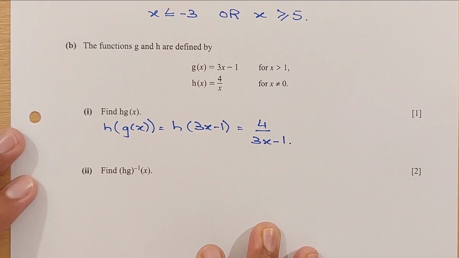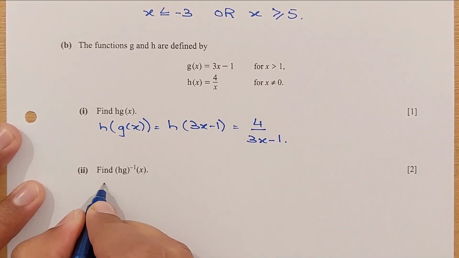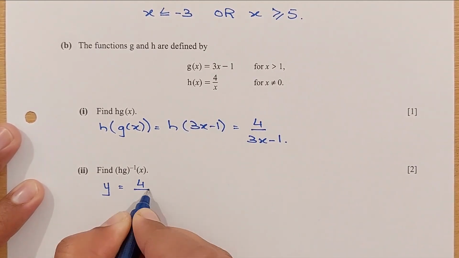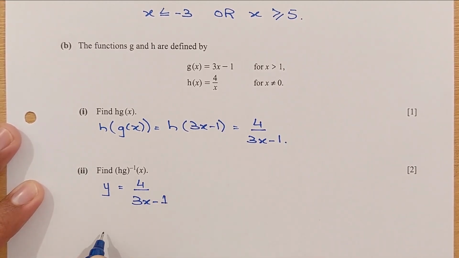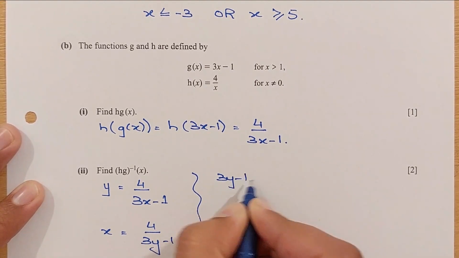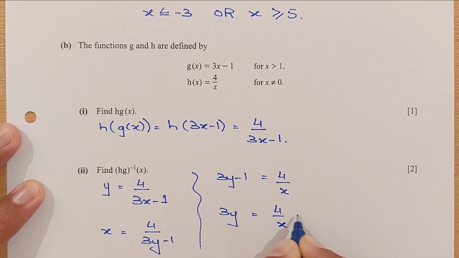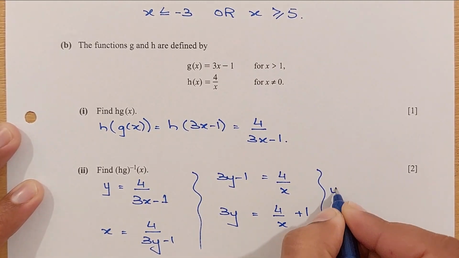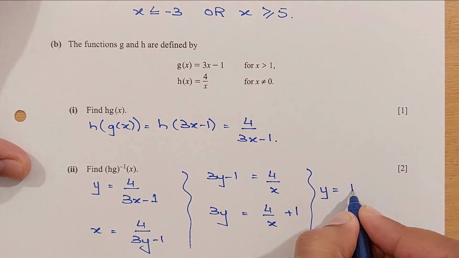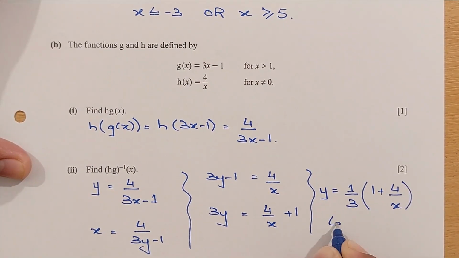Right. Now for the second part, find the inverse of h composition g of x. We have to find its inverse. So we can say y equals this function, 4 over 3x minus 1. Switching the variables, x equals 4 over 3y minus 1, cross multiplication. We can say that 3y minus 1 equals 4 by x, or 3y equals 4 by x plus 1, or we can say that y is equal to 1 by 3 times 1 plus 4 by x. So this y is the inverse of hg of x.